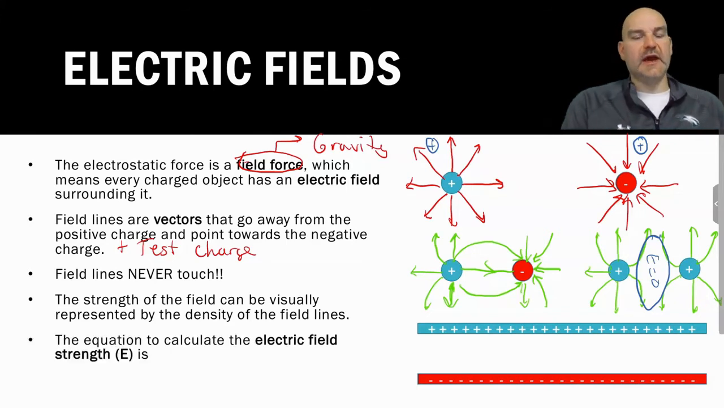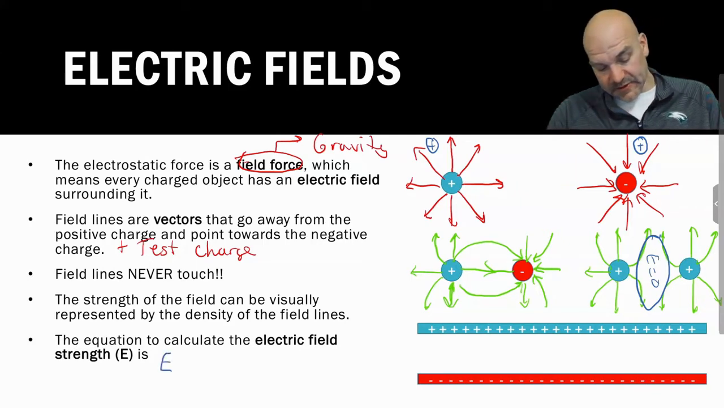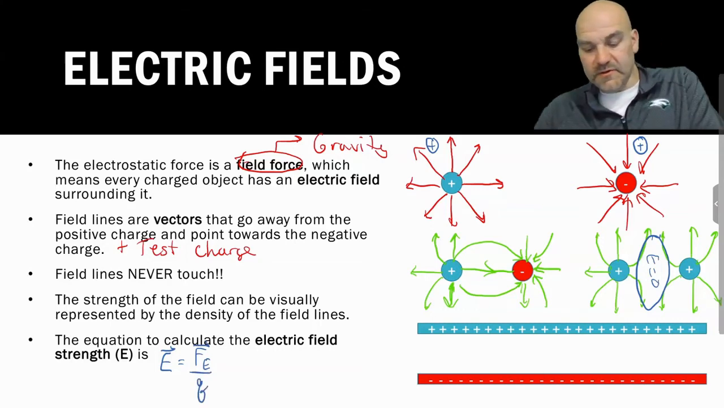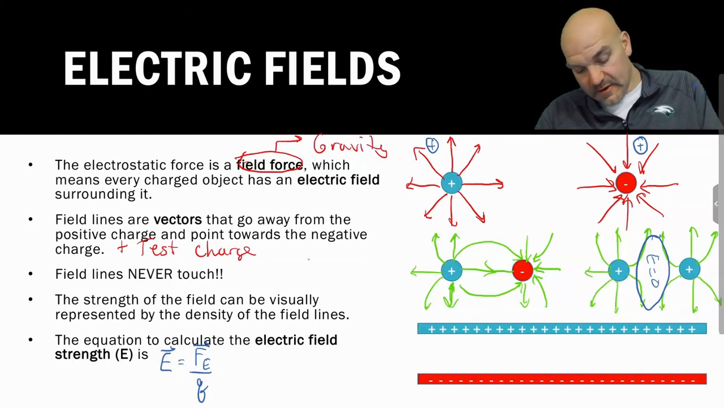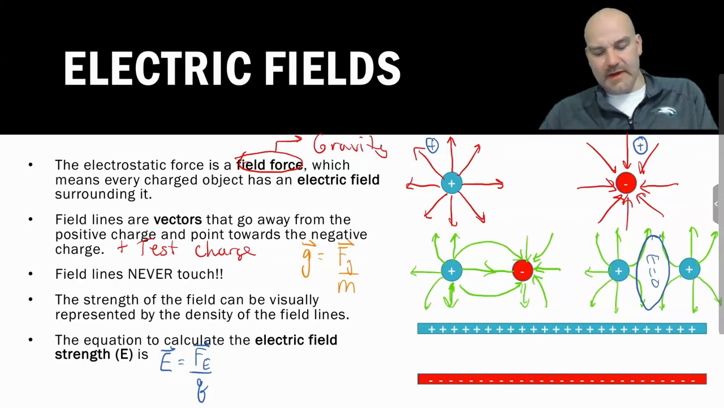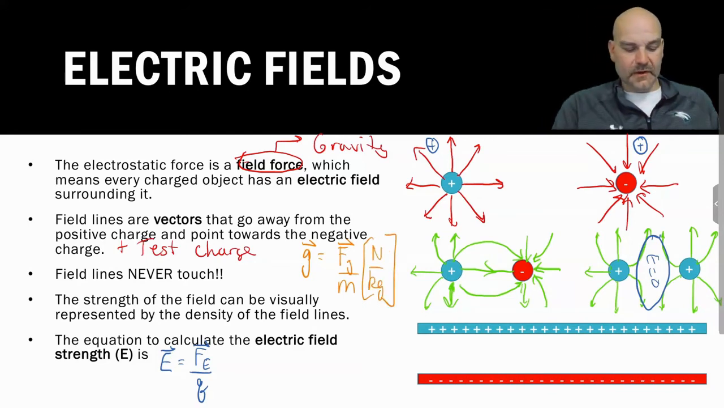The other way is that we can calculate the E field, and that's simply the electric field strength equal to the electric force, or the electrostatic force, divided by charge. It looks very similar to gravity. The way to calculate the gravitational field strength is the force of gravity divided by the mass, and this is newtons per kilogram.